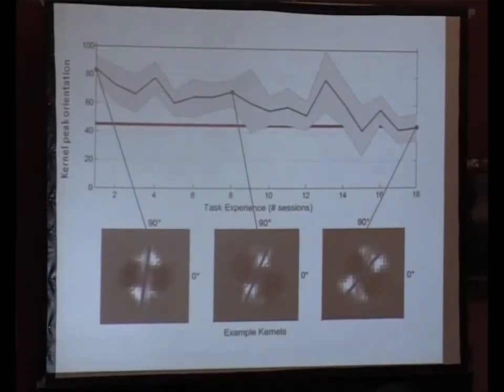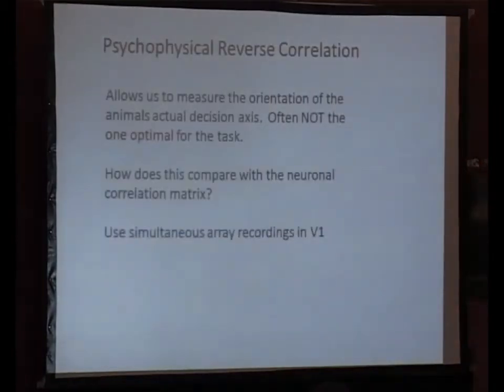So in order to make use of this, what we've done is spent several days training the animal. Then we will record in the way in here and make measurements of the kernel both on the day and before and after without changing his task. And then we spend the week or a few days rotating his kernel back again, and then we do another array recording so that we can sample different, real different psychophysical states.